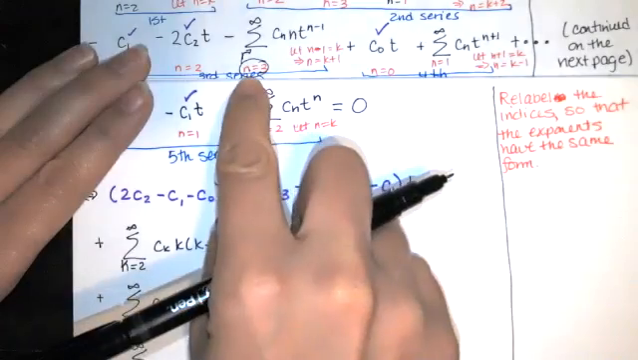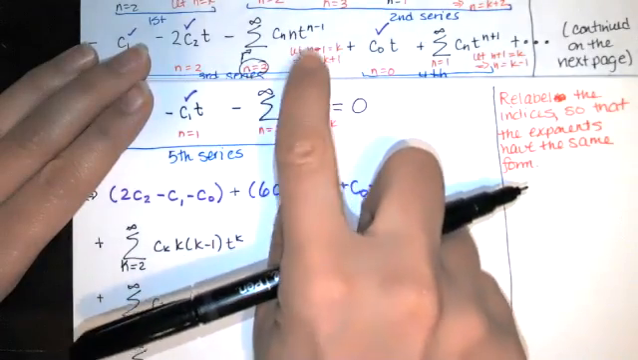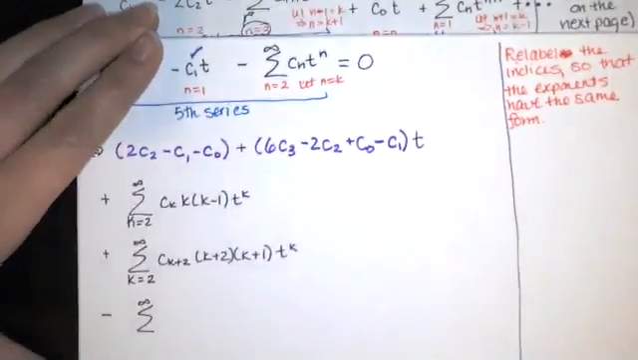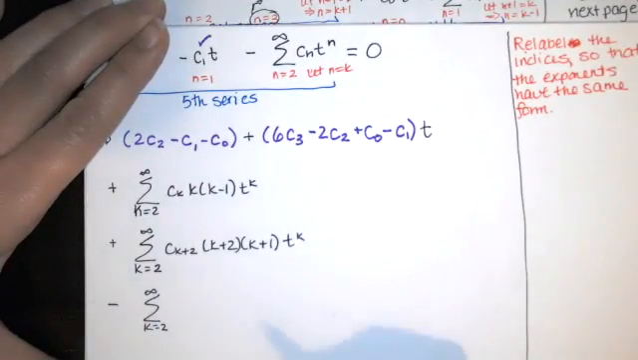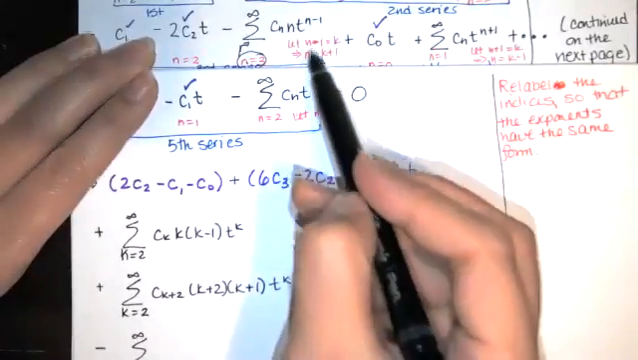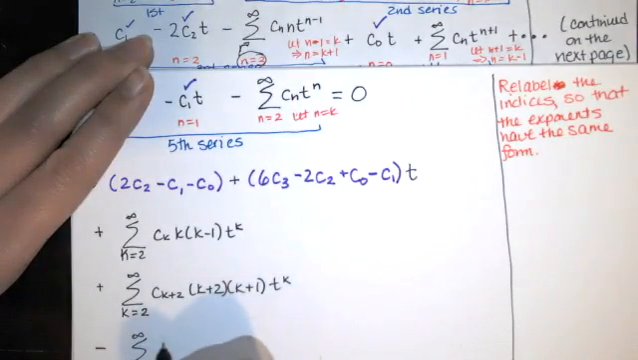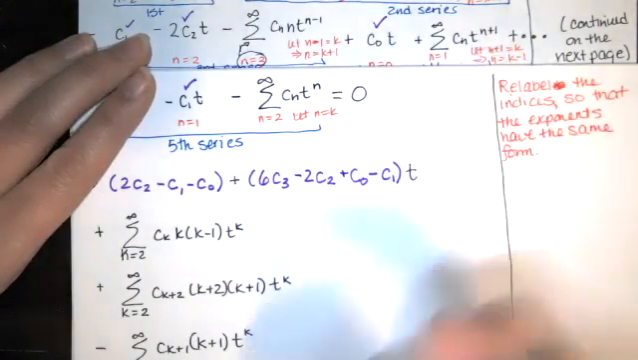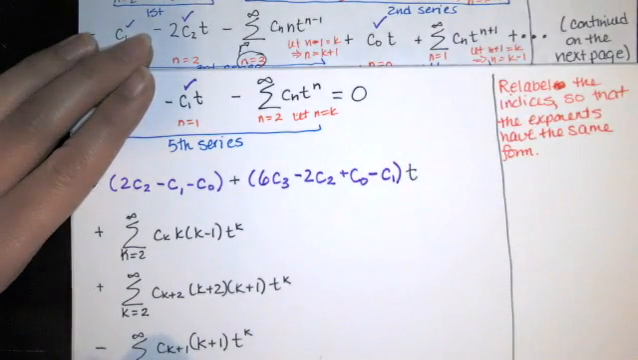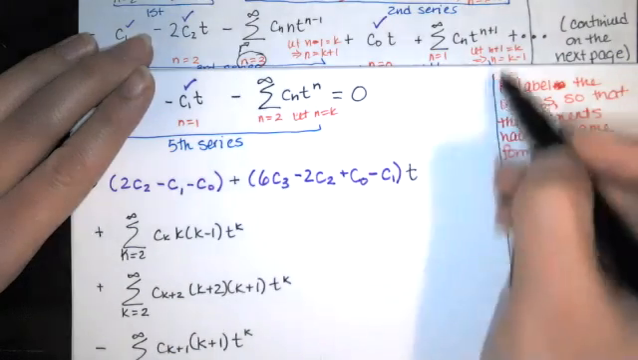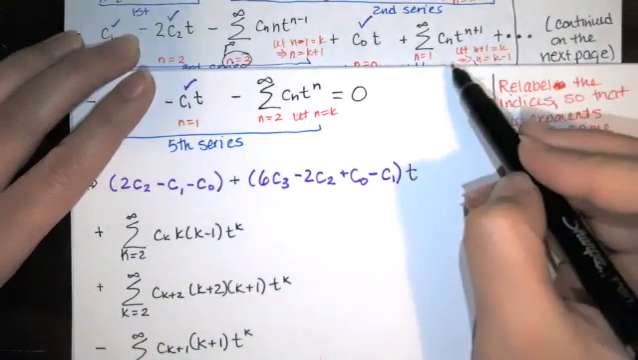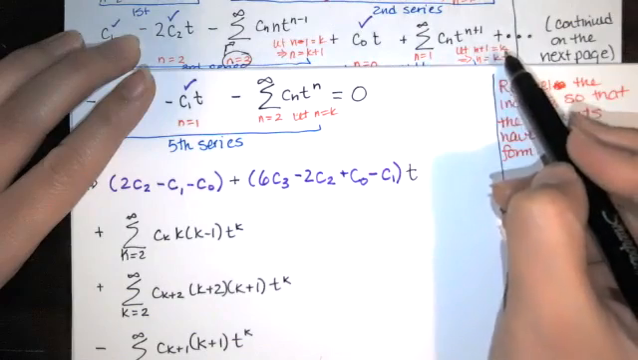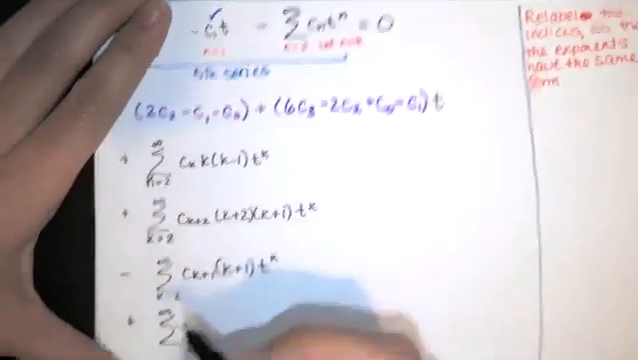This one starts with n equals 3. When n equals 3, k is equal to 3 minus 1, which is 2. And we're going to replace all the n's with k plus 1's. So that's c sub k plus 1 times n, which is k plus 1, times t to the k. Then here, we need to write that one in terms of k as well. When n is equal to 1, k is equal to 1 plus 1, which is 2.